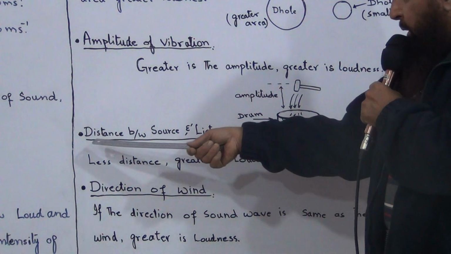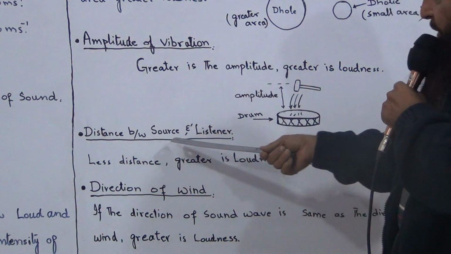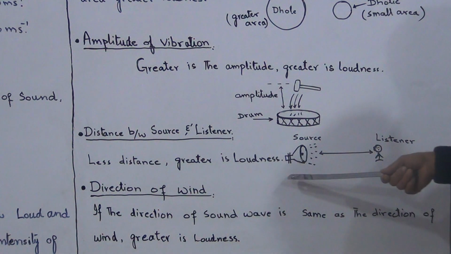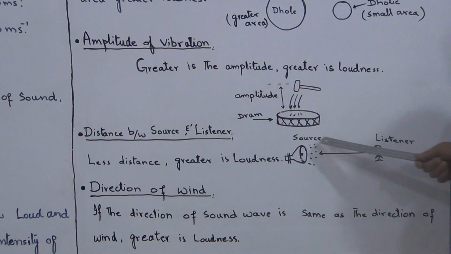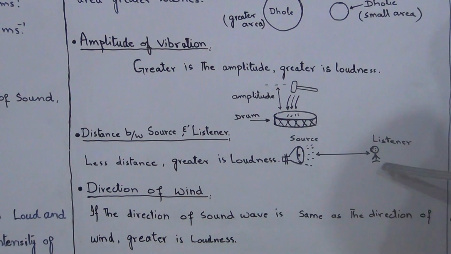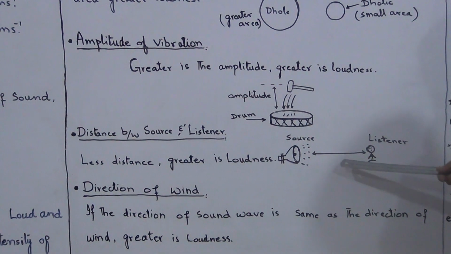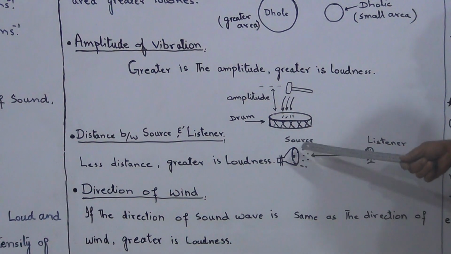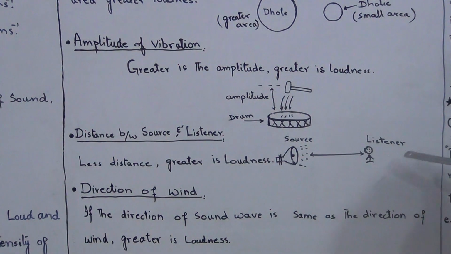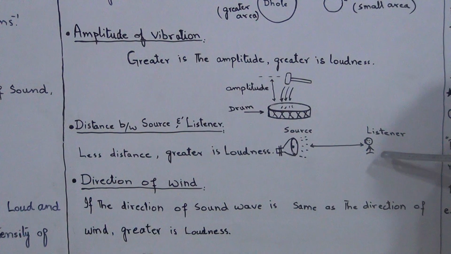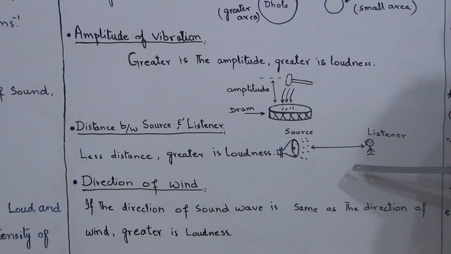Number 3, distance between source and listener. Less distance, greater loudness. If this is the source of sound and this is the listener, if the listener is near the source, then the listener will hear a loud sound. If the distance is increased, the listener will hear less sound.